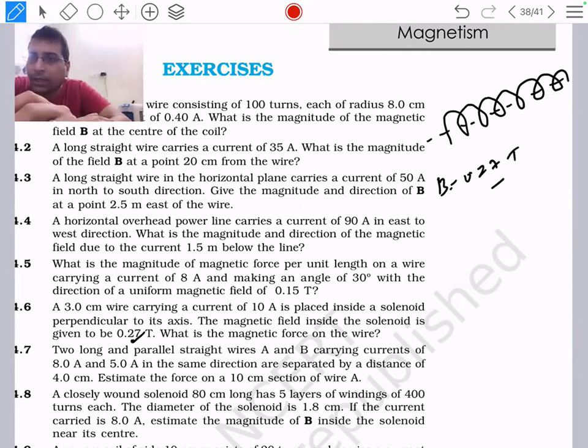The length of the wire is 3 centimeter. And what is the value of current that is flowing? It is 10 ampere. Now, what is the magnetic force? F is equal to BIL sin theta, that's it.